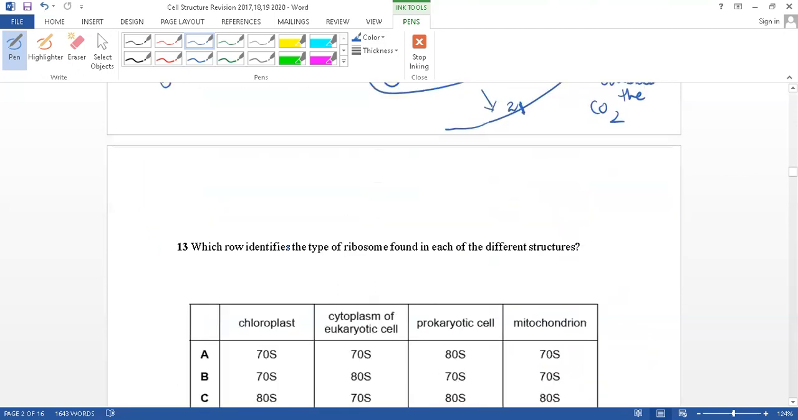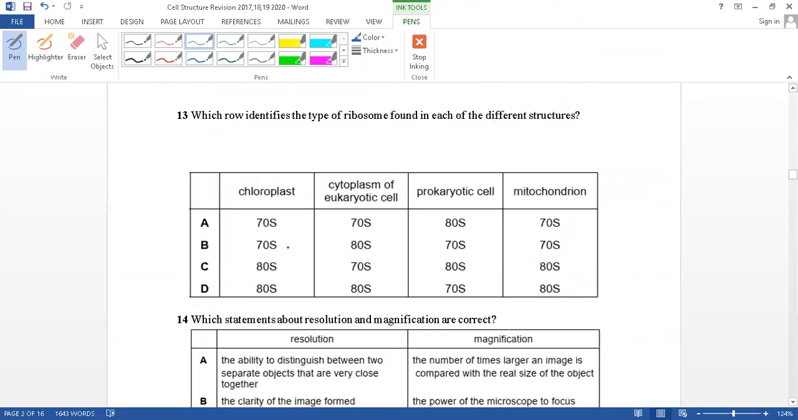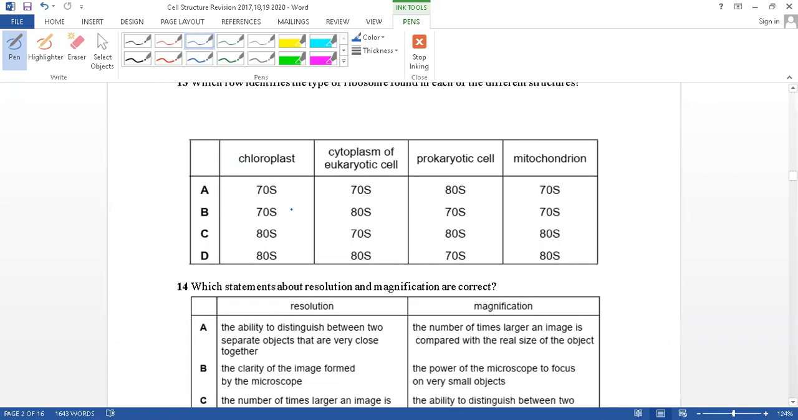Yes, ma'am. Okay. Which row identifies the type of ribosome found in each of the different structures? I think you can do it yourself easily. Please do it. Option B. Excellent. Chloroplast has 70S, eukaryote has 80S, prokaryote has 70S, mitochondria has 70S.